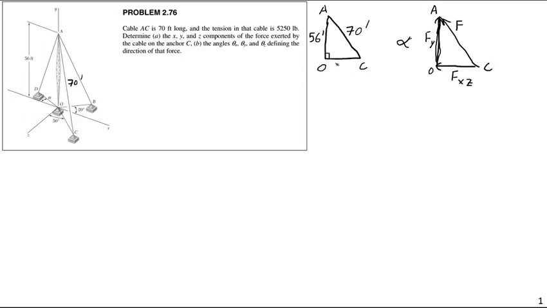Okay, so first I'm going to use the Pythagorean theorem to solve for length OC. And this is simply the square root of 70 squared minus 56 squared. And this comes to 42. Yeah, the answer.